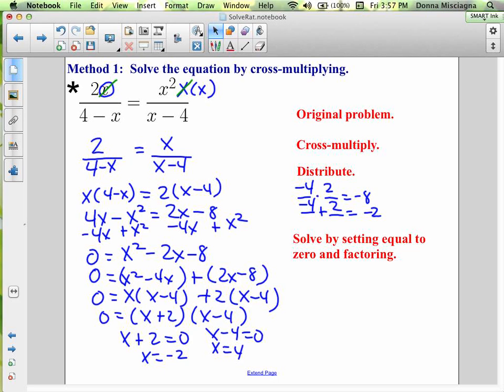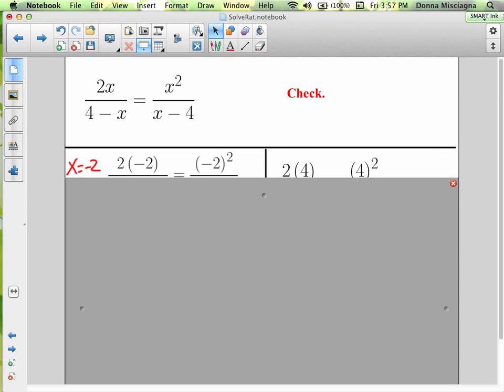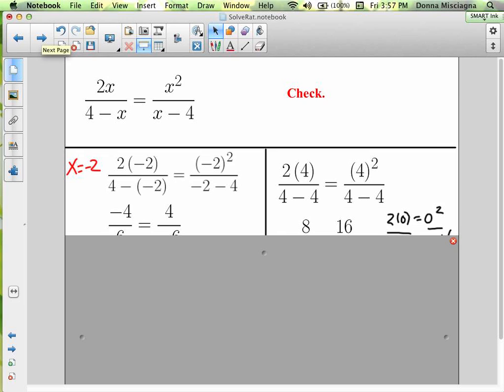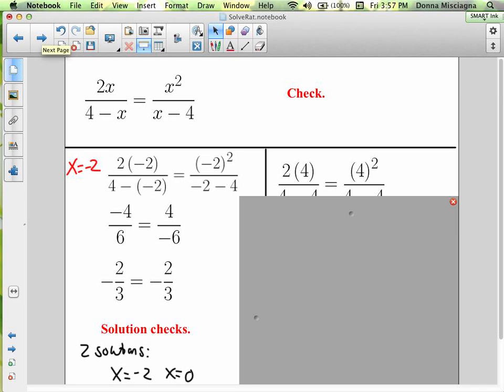So now we have to check out our 2 solutions and see if either of them work. I don't remember if I left space on the next page, so let me just check real quickly. And I did leave space on the next page. All right, so let's check our solutions. I actually have them all typed up, and they might be in your notes already typed up too. So let's look at one solution at a time.